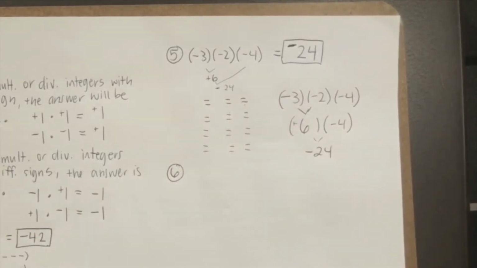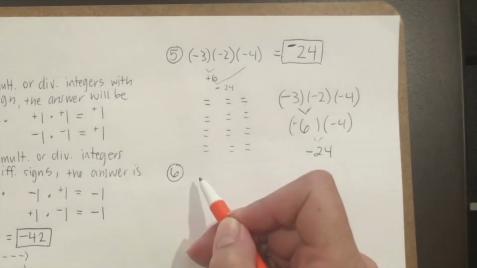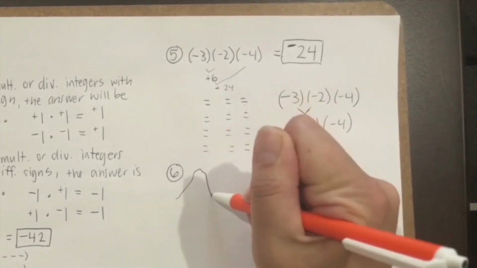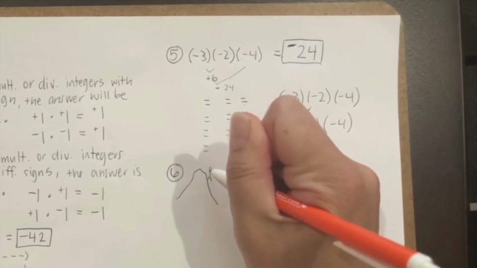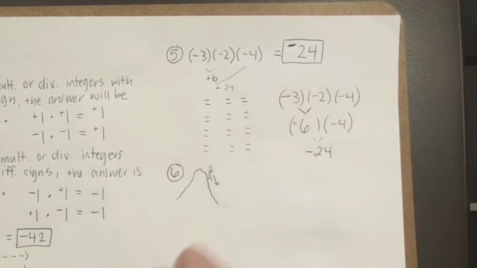For problems 6 through 10, use positive and negative values to write a multiplication or division problem that models the question. Then find the answer. Okay, so number 6 says, while hiking down a hill, so let's draw a hill. We'll draw a mountain here. So our little guy, Devin here, we'll give him a backpack and some spiky hair. He's hiking down the hill.